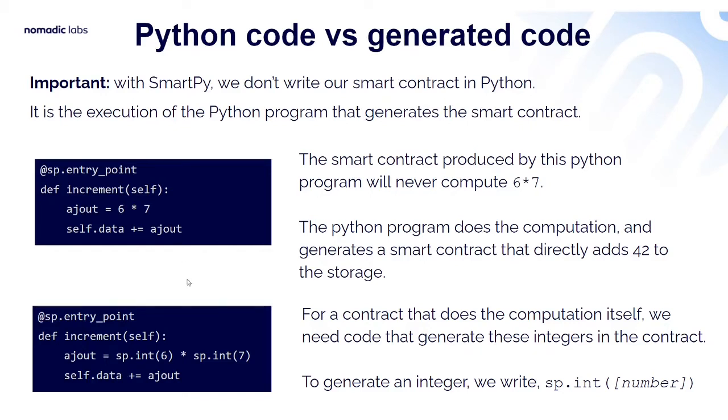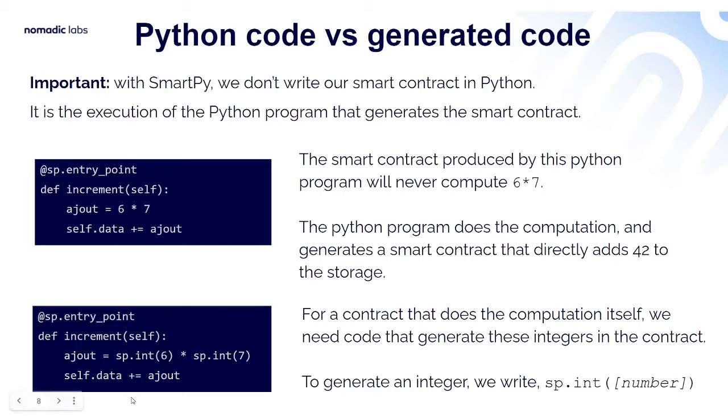If we want the contract to compute 6 times 7, we need to explicitly generate code that computes 6 times 7. When we write sp.int of 6, this says generate the number 6 in the contract, and here we generate the number 7 in the contract. And when we multiply those two expressions, then this will generate a multiplication in the code of the contract.